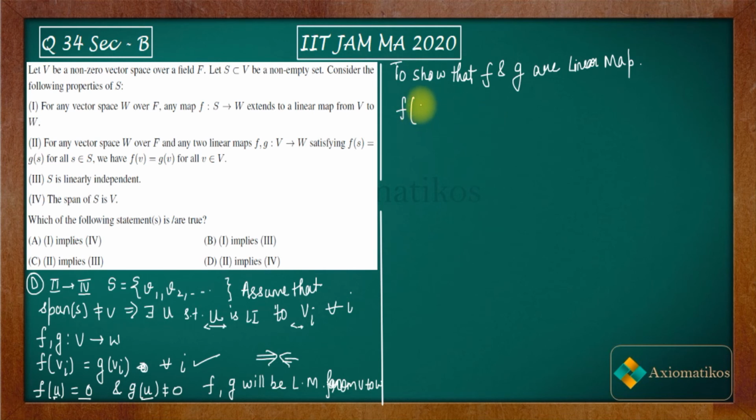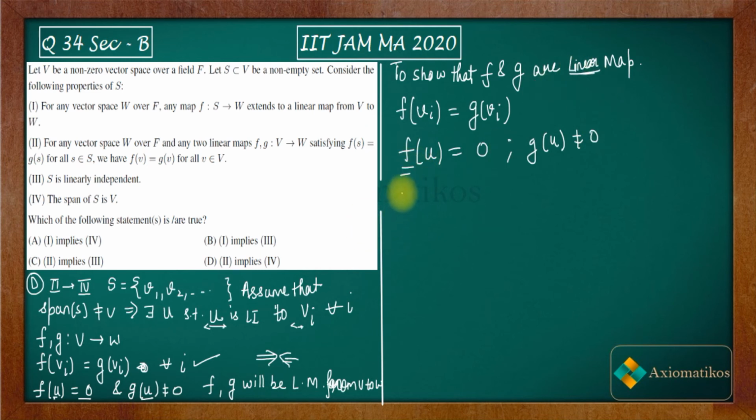Alright. So let us say V is a vector space. What we will be doing is that every element from S, we are mapping like this: V is equal to G of Vi. Now we are defining that F of U is 0 and G of U is non-zero, some other element. Alright. So now let us check the linearity of F.